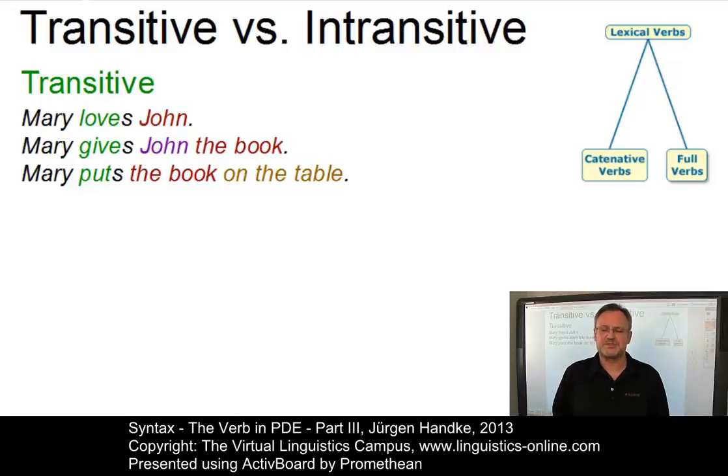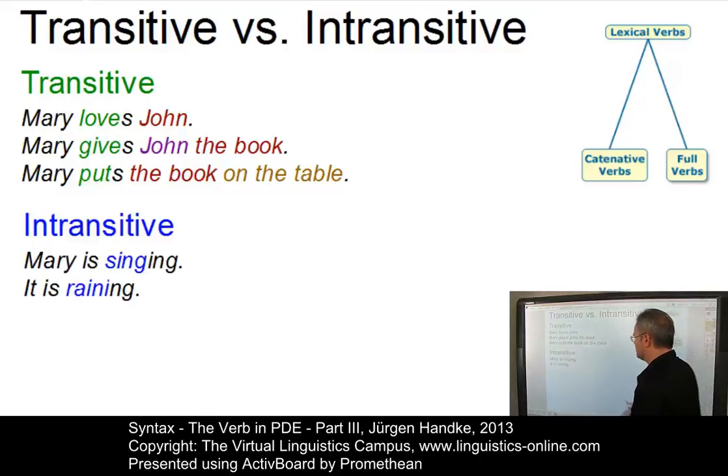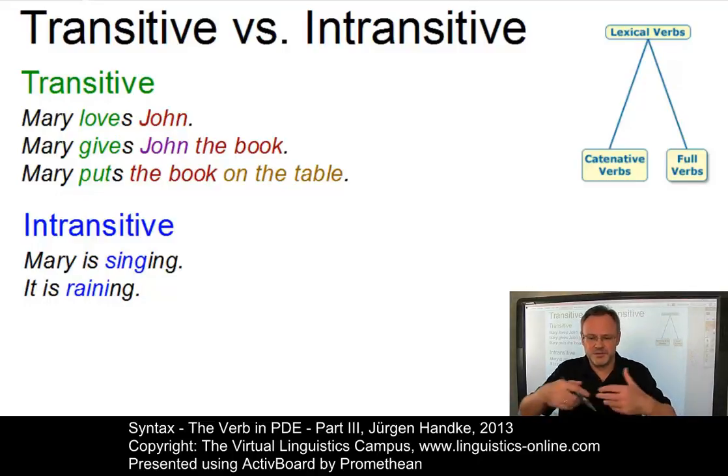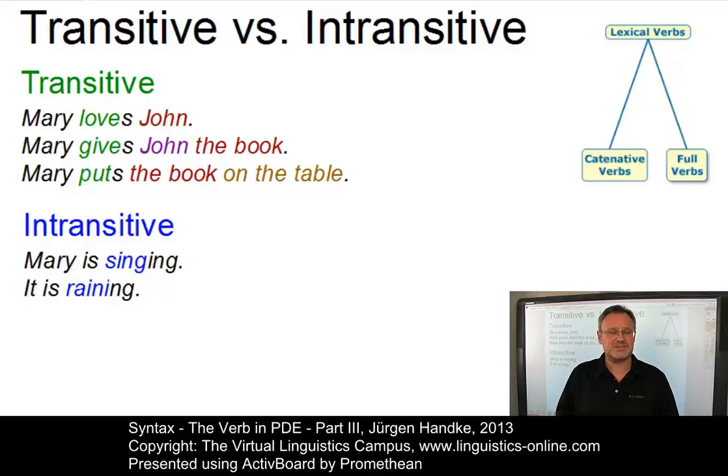A verb is intransitive, by contrast, if it does not occur with non-subject arguments. So we have verbs such as sing in Mary is singing and rain in it is raining. Now note that both verbs can be made transitive in a special reading, such as Mary is singing a song and it is raining cats and dogs. But in any case, it is the verb's argument structure that constitutes the basis for this type of distinction.